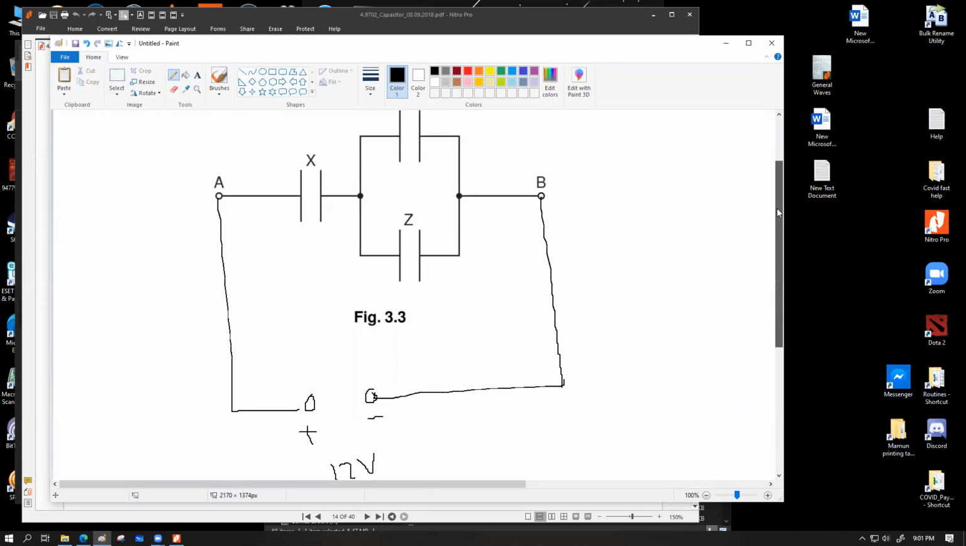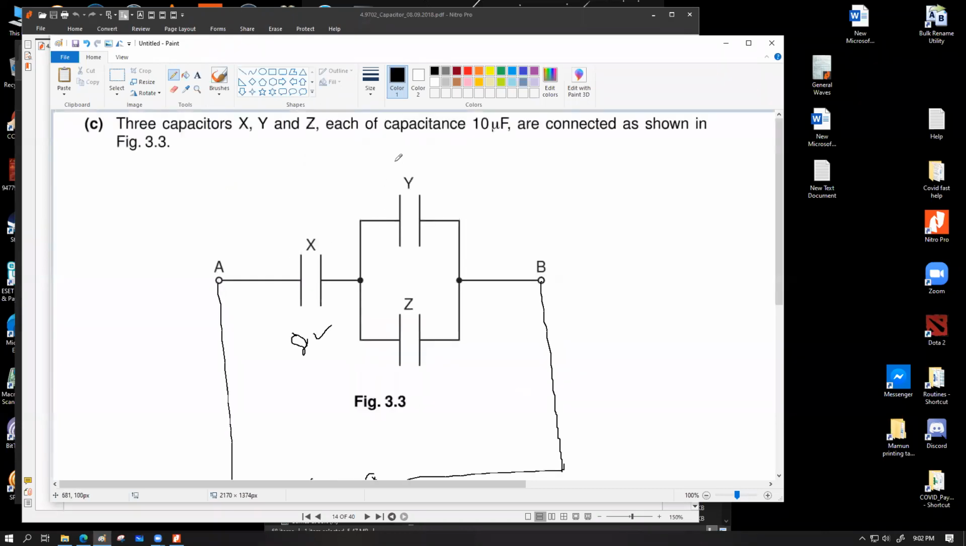For the voltage sharing, this is 12 volt. They're all identical, so this one should have double the charge, so this one should also have double the voltage. So this should be 8 volt and 4 volt, 4 volt.